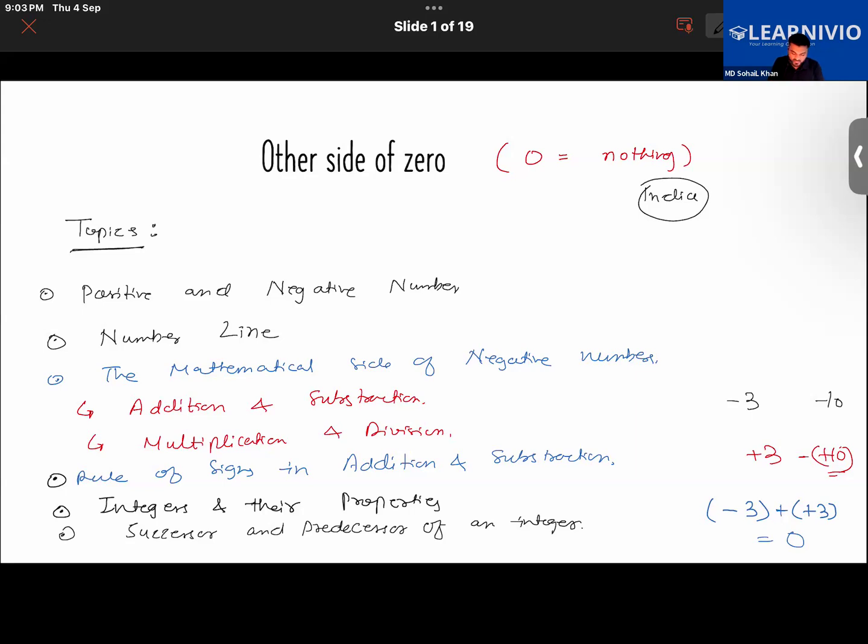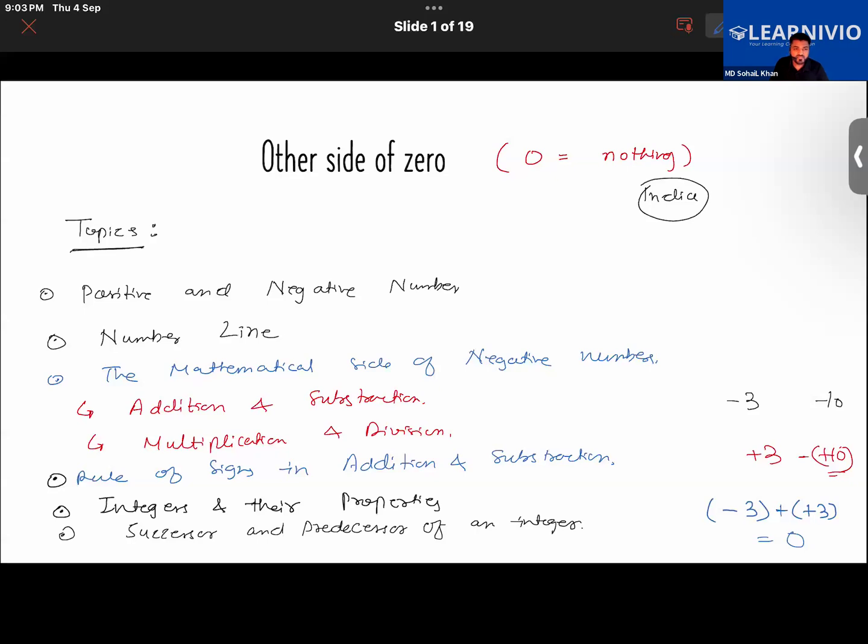I'm changing this right now. Write down some other topics also. Still not done, Habib. Hurry up. Just the last one, successor and predecessor.